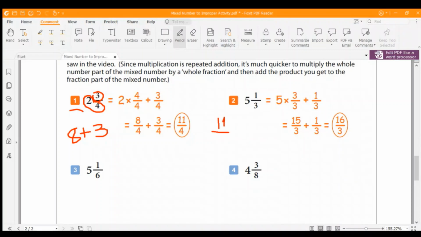So if you look at the original problem, the 4 was the denominator in the mixed number. As an improper fraction, it will still be 1/4 pieces. So we keep that the same, and you can see that throughout.